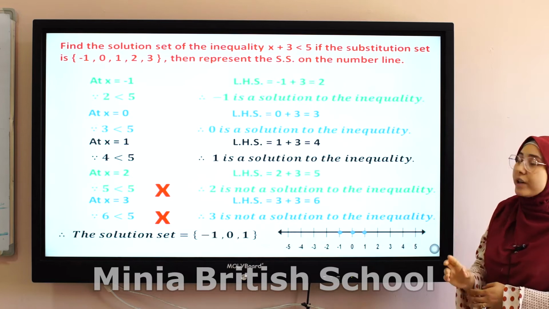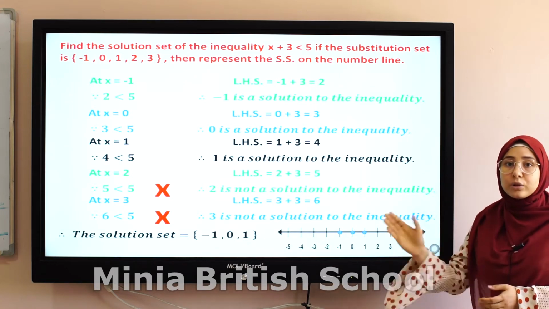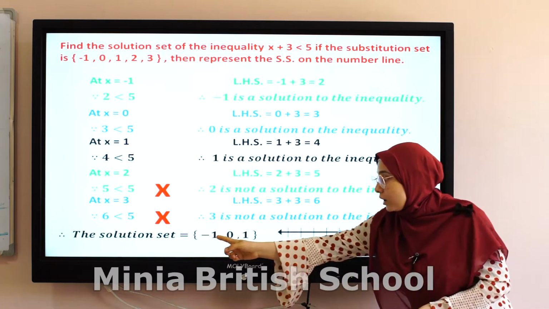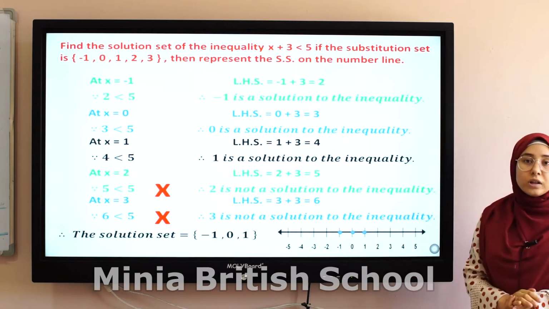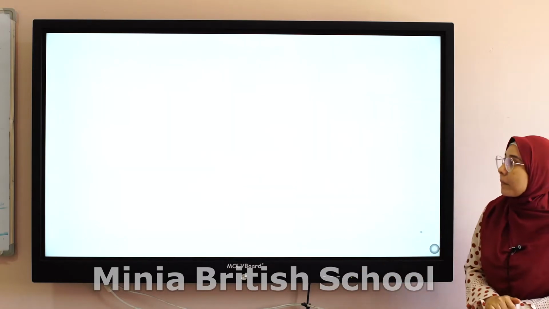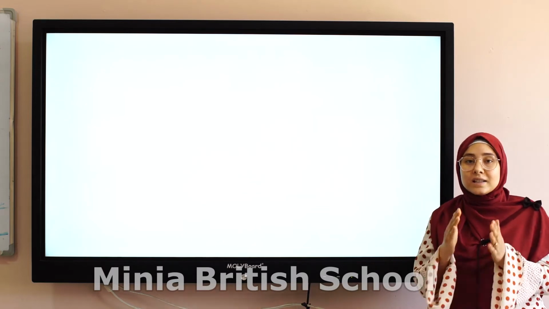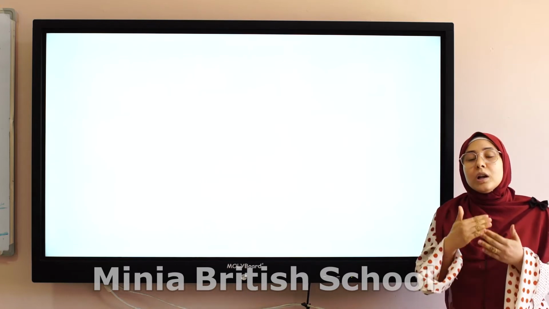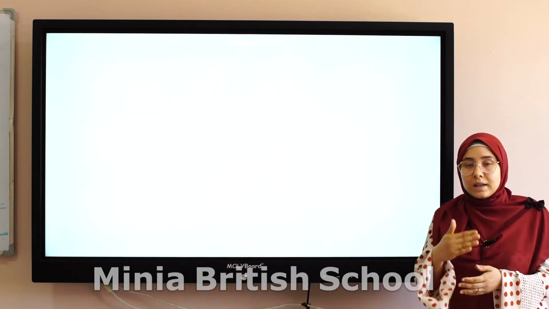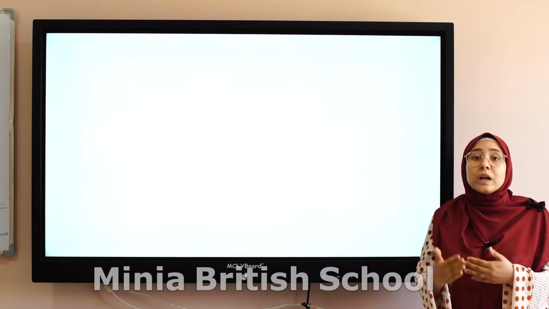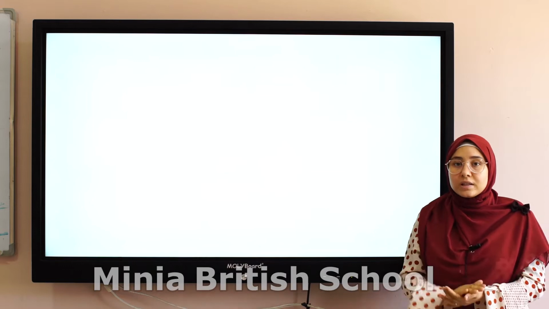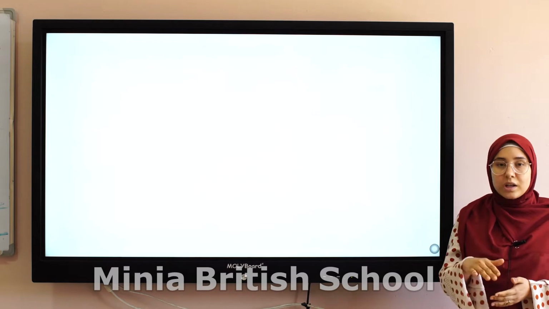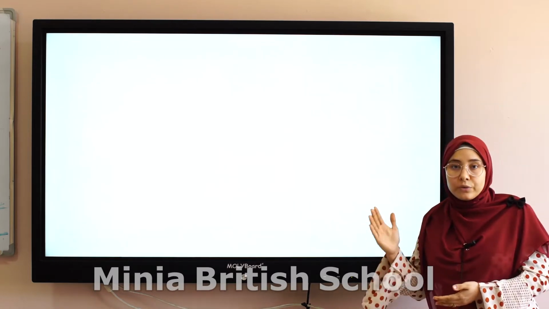Now, don't forget, represent the solution set on the number line. Only draw the number line and put a point above each element. This method is longer and not easy, and it may be impossible if the substitution set is an infinite set. So I will use another method to find the solution. This method requires studying the properties of the inequality.